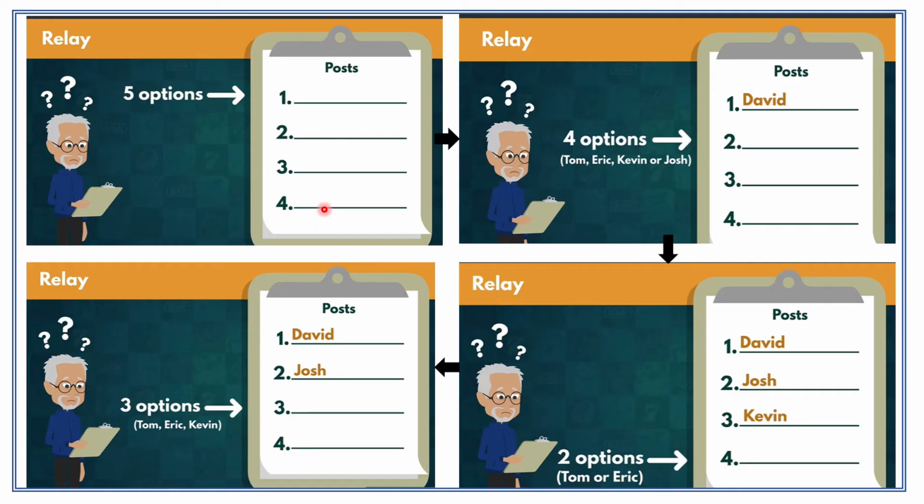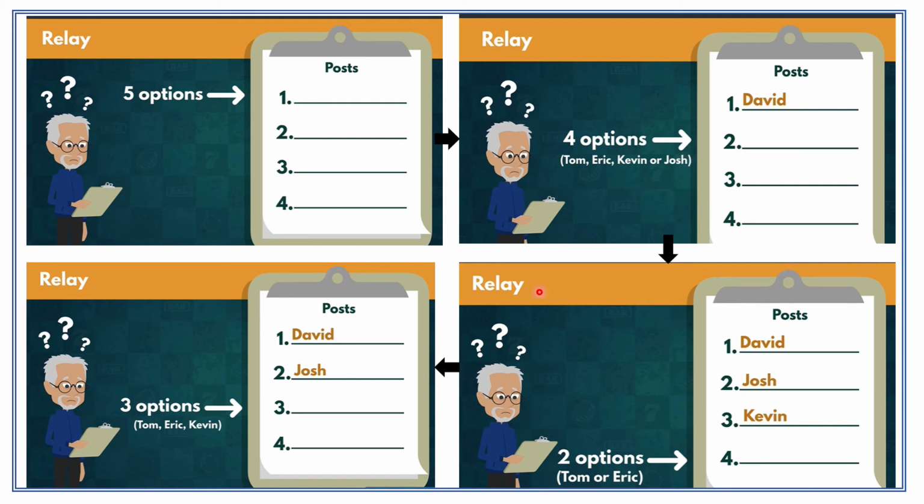Now we will see how he will be proceeding in his task. Suppose he is filling the first post. For the first one, he will have 5 options, because there are 5 eligible candidates. Suppose he chose David. So now for the second one, he will have the remaining 4: Tom, Eric, Kevin or Josh.